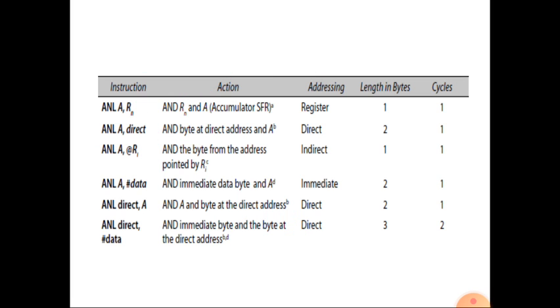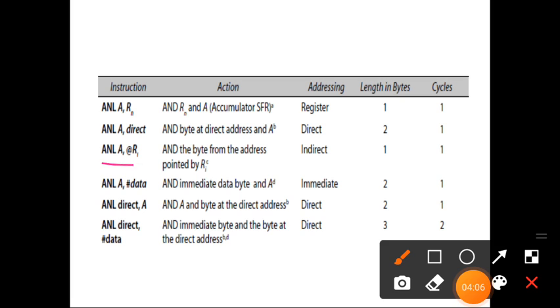The next one, ANL A, @Ri. Here Ri indicates the byte from the address pointed to by Ri. So this location's byte and the accumulator content perform the AND operation, and the result will be stored in the accumulator. Then ANL A, #data. Hash data is the immediate data. The immediate data is ANDed with the accumulator content.